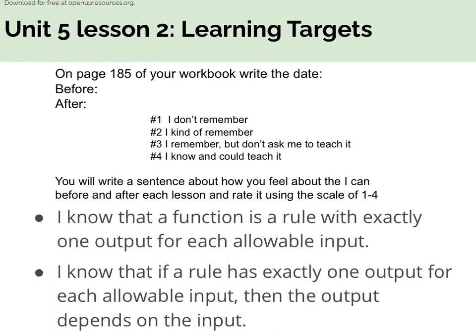As I said, we're doing Lesson 1 and Lesson 2. Still stay on page 185. Lesson 2 is: I know that a function is a rule with exactly one output for each allowable input. And I know that if a rule has exactly one output for each allowable input, then the output depends on the input. We'll talk about all of this, but go ahead and write yourself a sentence on how you feel about those two, and also give yourself a number again.